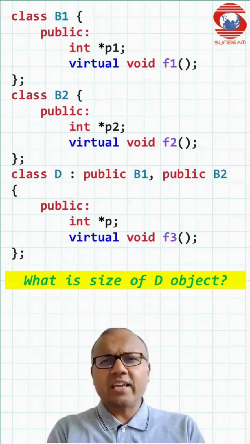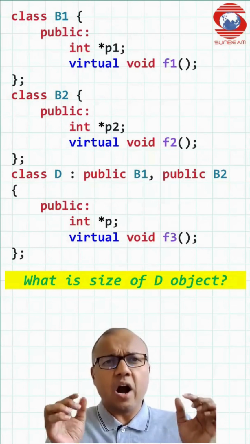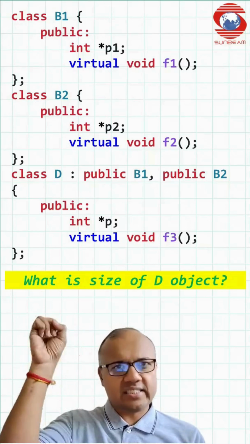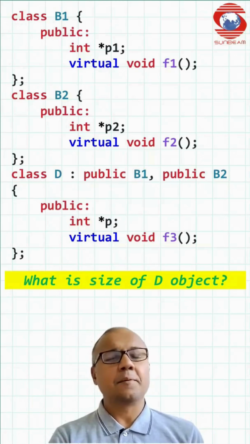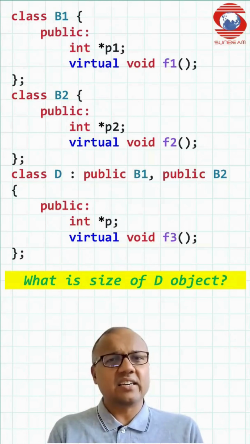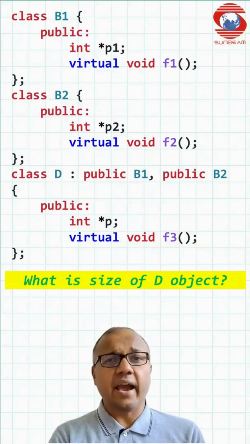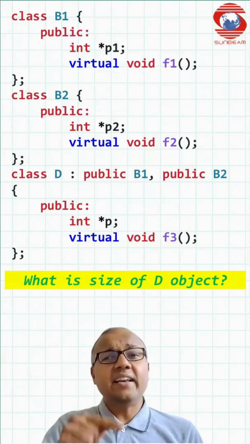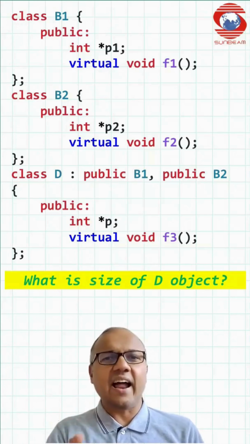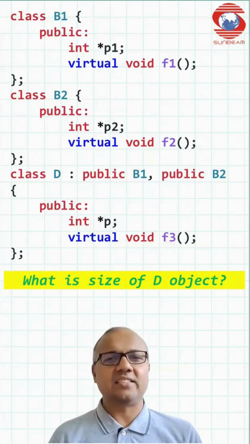If you are working with C++ or preparing for C++ interviews, you must know how to think about questions like this. Look at this example. We have two base classes, B1 and B2. Each class contains one pointer and one virtual function. Then we have class D, which inherits both B1 and B2, and it adds one more pointer and one more virtual function. Now the question is, what will be the size of an object of class D?